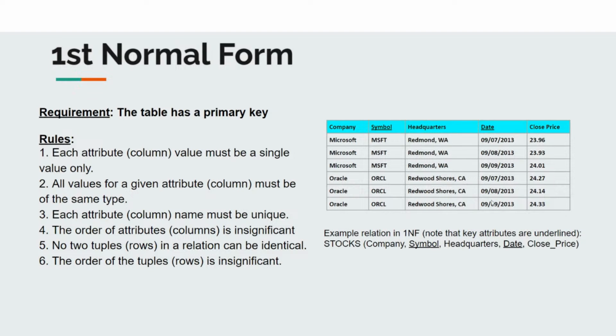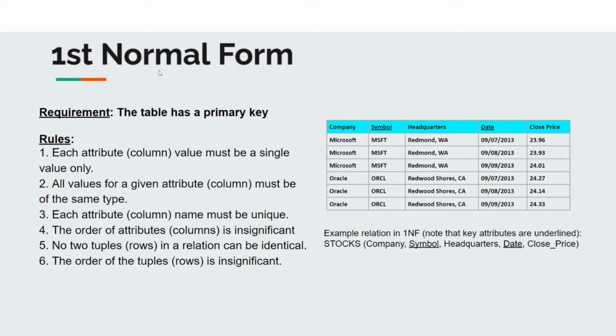And then these are all the same type. The column names are all unique. The order of these is okay. If they're changed up, it's okay. None of these can be identical, so there can't be two of the same record having the same key. And then the order of the tuples, the rows, is insignificant. So this is what we call a well-formed table within a database.